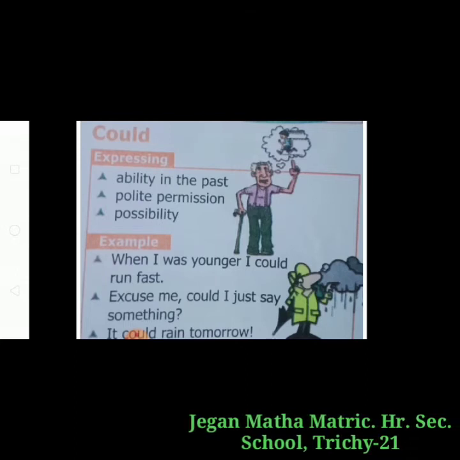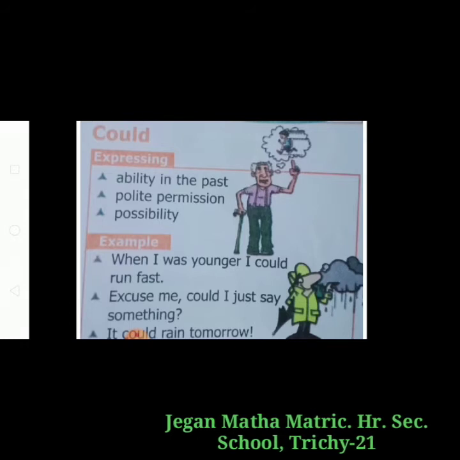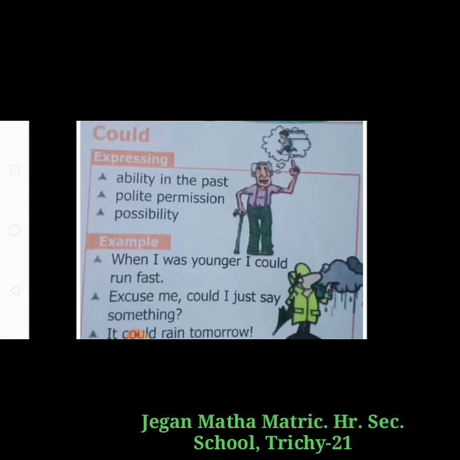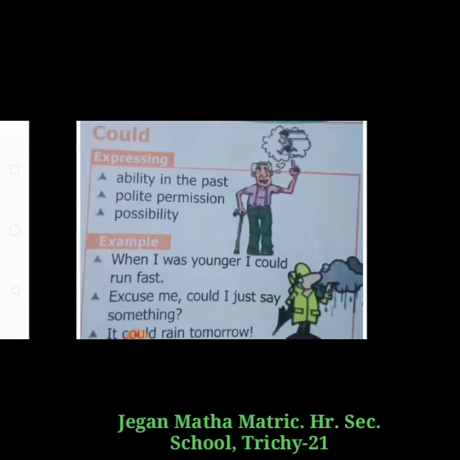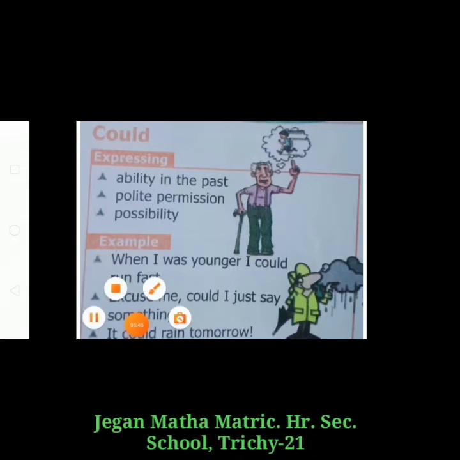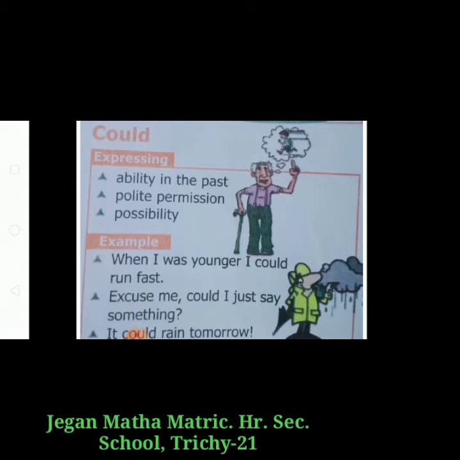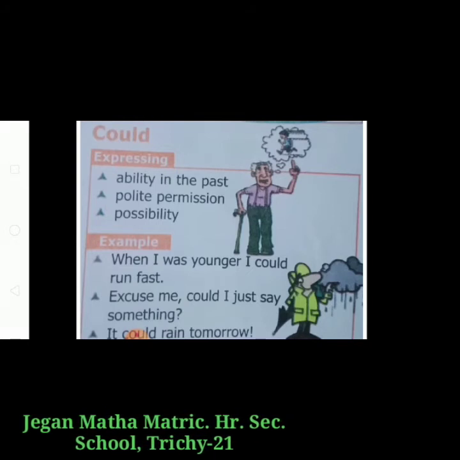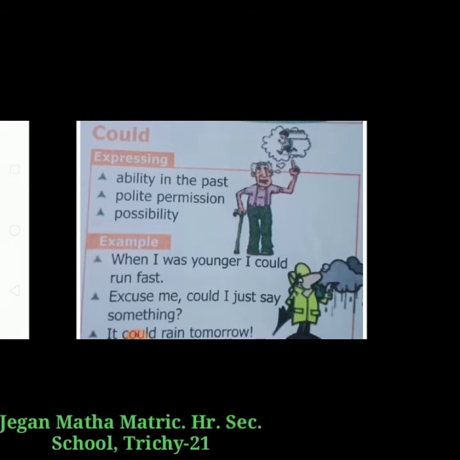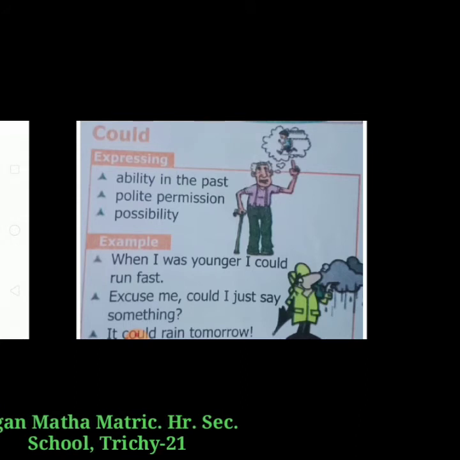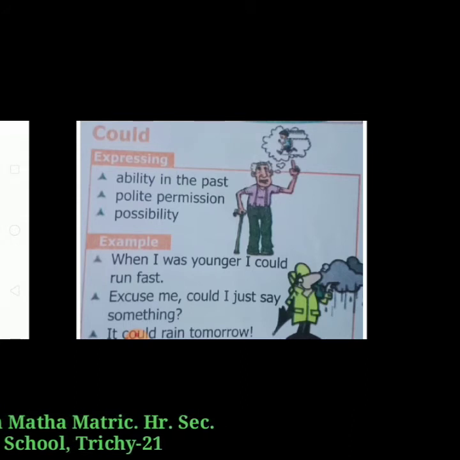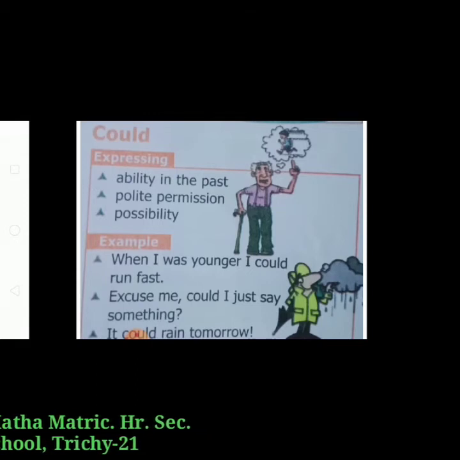Polite permission: excuse me, could I just say something? And possibility: it could rain tomorrow. I give some more sentences. Ability in the past: I could easily run fast those days. A polite request in the present in the form of a question: could I see the manager for a minute?